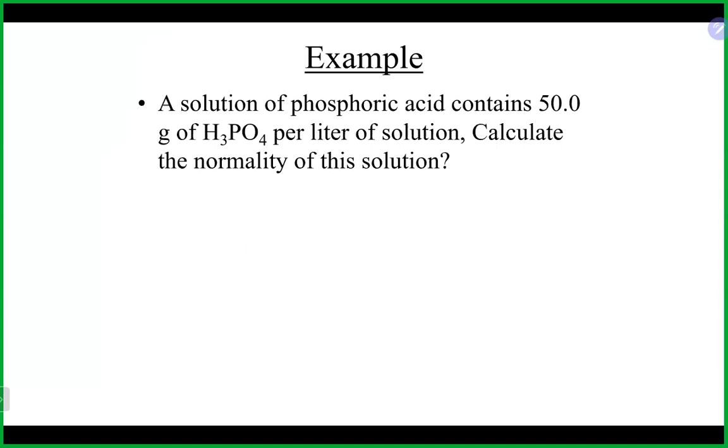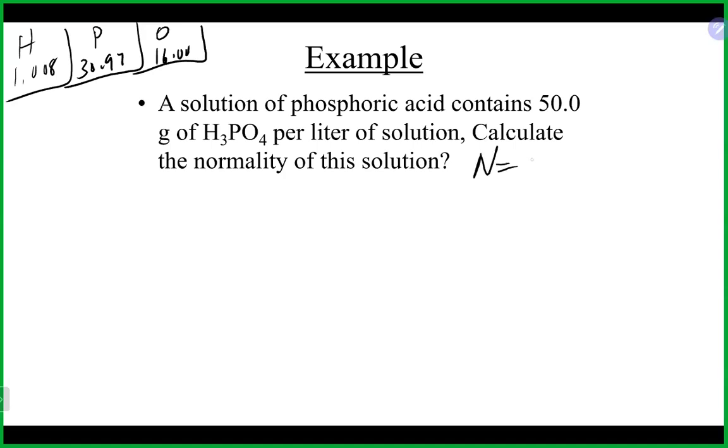So why don't you do this one? A solution contains 50 grams of phosphoric acid per liter of solution. Calculate the normality of it. And hydrogen is 1.008, phosphorus should be 30.97, and oxygen should be 16. All right, so take a few moments, calculate the normality of it, equivalents per liter.